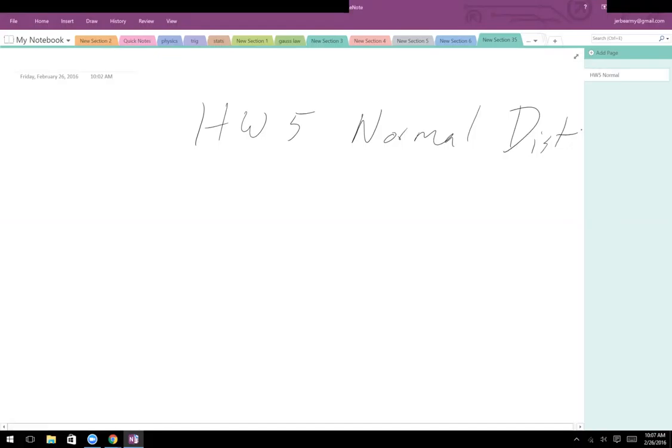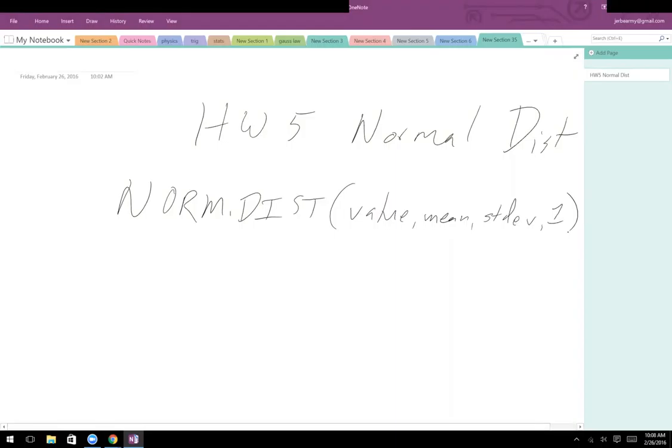Basically, we've got just two things we're using in this whole homework. There's NORM.DIST, and you put in the value, the mean, the standard deviation, and 1. This is if you happen to know a value that you're interested in and you want to find the percentage that goes with it. It gives you that.